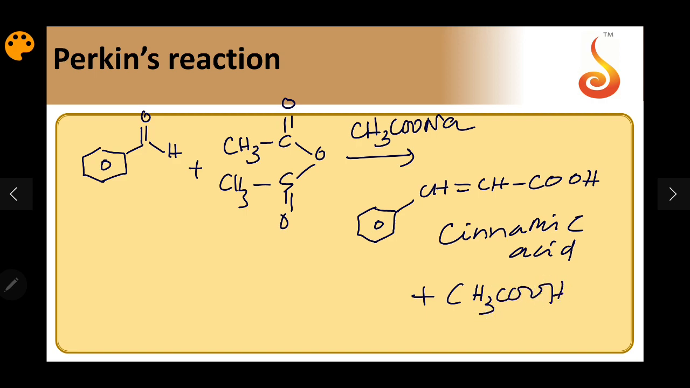This is the Perkin reaction. The Perkin reaction is always between an aromatic aldehyde, an acid anhydride and the sodium salt of the same acid to form an alpha, beta unsaturated carboxylic acid. The reactivity of a carbonyl compound towards Perkin condensation increases with the presence of electron withdrawing groups.